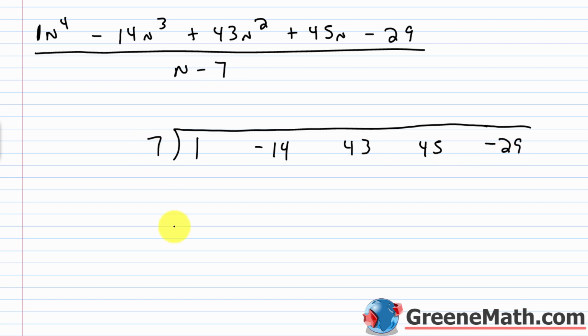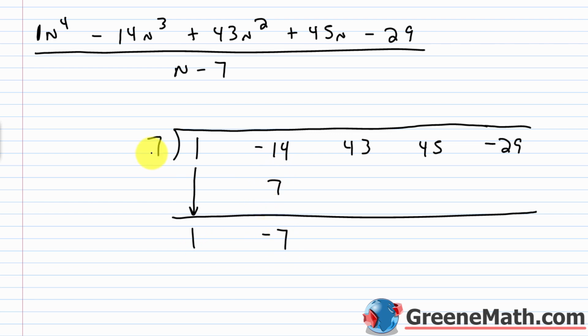So once we have this set up, put our little bar down here, bring down the first number, and then we're ready. We're just going to multiply, then add, then multiply, then add, right? Just keep going until you get to the end. We start with multiplication. 7 times 1 is 7. Now we add. Negative 14 plus 7 is negative 7. Now we multiply. 7 times negative 7 is negative 49. Now we add. 43 plus negative 49 is negative 6. Now we multiply. 7 times negative 6 is negative 42. Now we add. 45 plus negative 42 is 3. Now we multiply. 7 times 3 is 21. Now we add. Negative 29 plus 21 is going to give me negative 8.